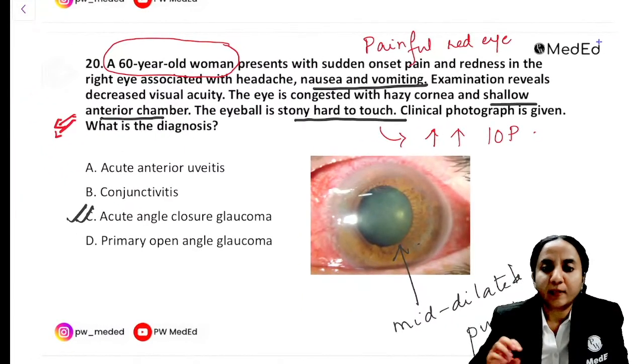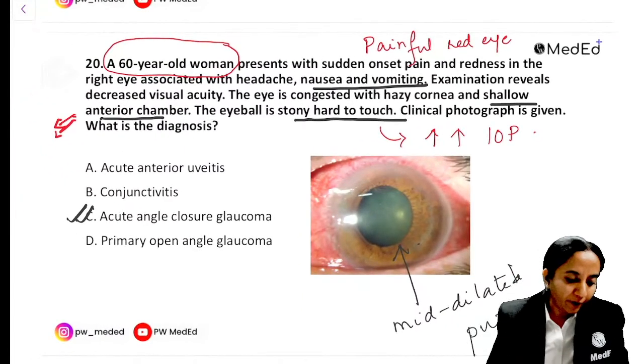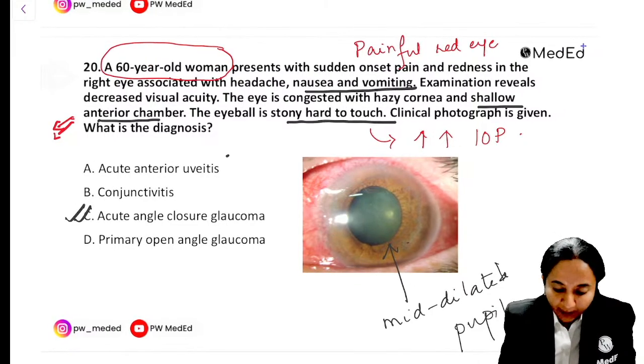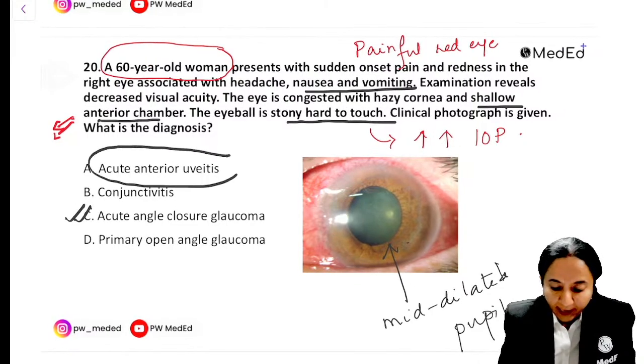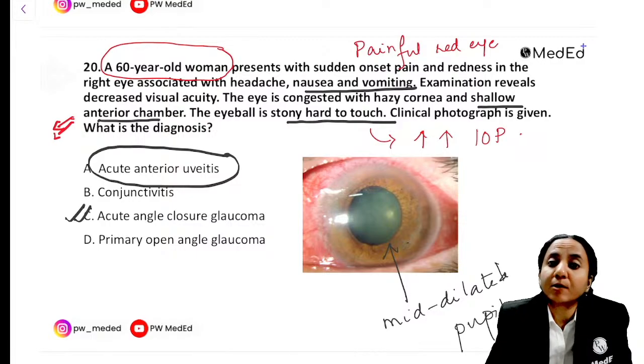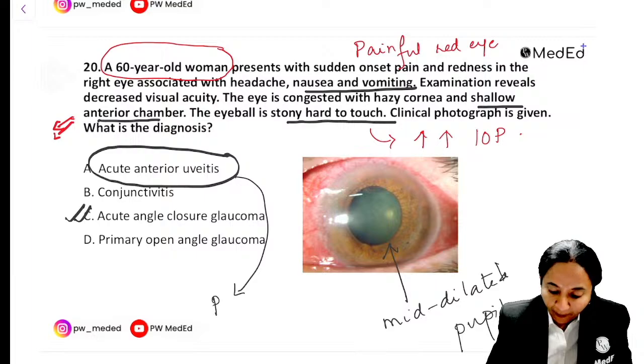Now, whenever this question is put up, there is always a confusion with this option, that is acute anterior uveitis. Because acute anterior uveitis is also a painful red eye, correct? So here also you will have a painful red eye. So what are the key words that you have to look for in the question?